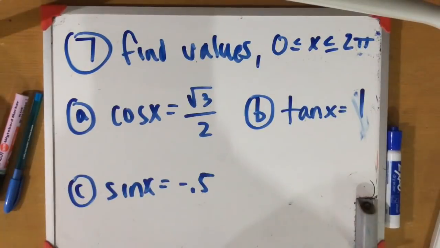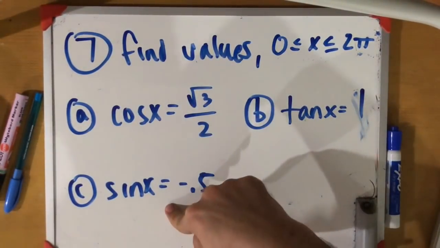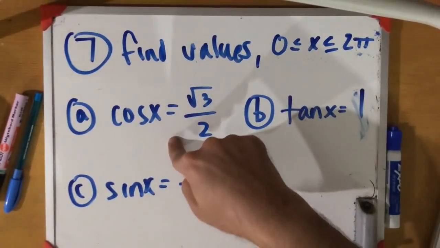All right, for 7, find the values of x where x is between 0 and 2 pi which satisfy each of the following equations. For A, cosine x is equal to square root 3 over 2. B is tan x is equal to 1, and C is sine x is equal to -0.5. A and C you can naturally get through your unit circle.